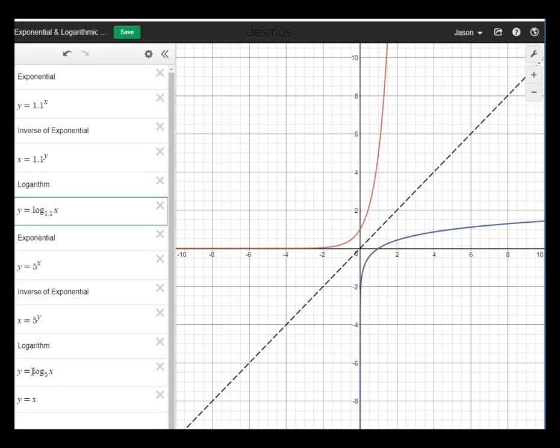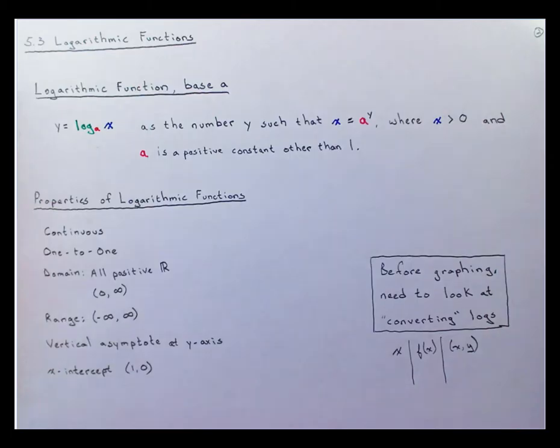So the logarithmic function is nothing more than the inverse function of the exponential. And you can see that it's one-to-one because of the symmetry about y equals x. Okay, so that is a view of these functions. To graph logarithmic functions by hand, again, we need to look at converting logs and some rules with logarithms. So we'll cover that later on.